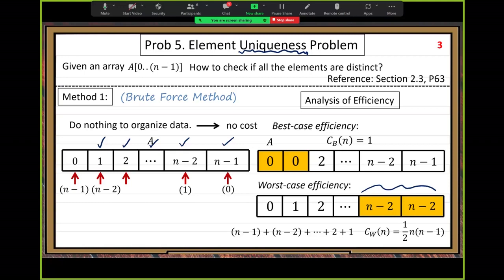The best case, the worst case. All right. And you can calculate the average case. Here, you can calculate the average case. Not very hard. All right.